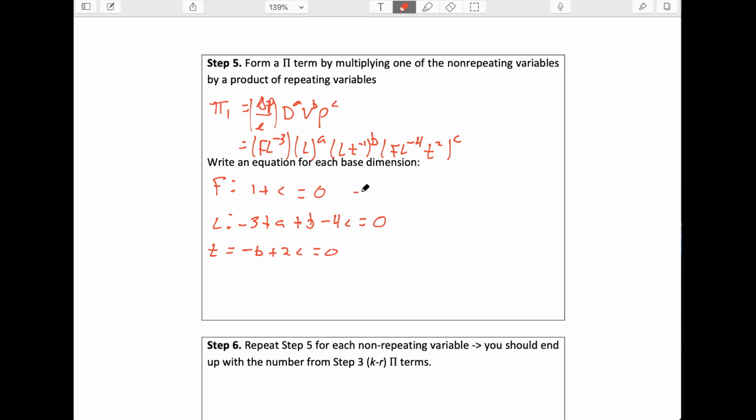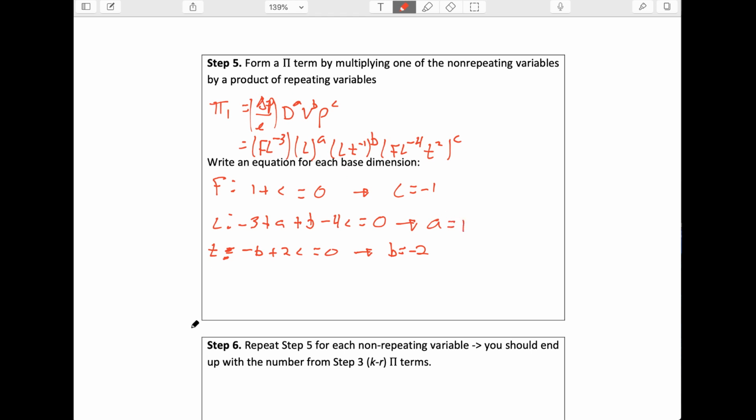This one up top tells us that c is equal to minus 1. We can plug that into the time equation. Sorry, this should just be a colon, not an equal sign. And that tells us that b is equal to minus 2, if you put the minus 1 in here and solve for b. And then we put those values for a and b into the length equation, and that lets us solve to find that a is equal to 1.